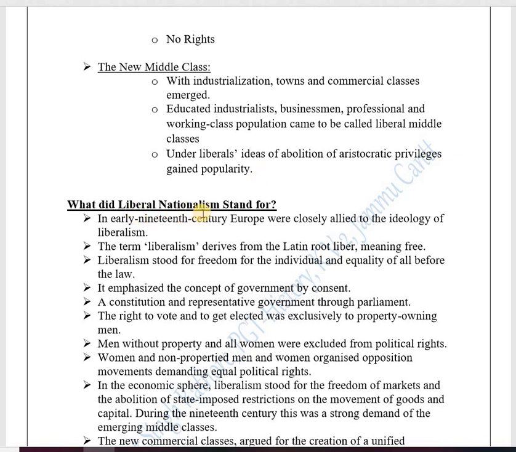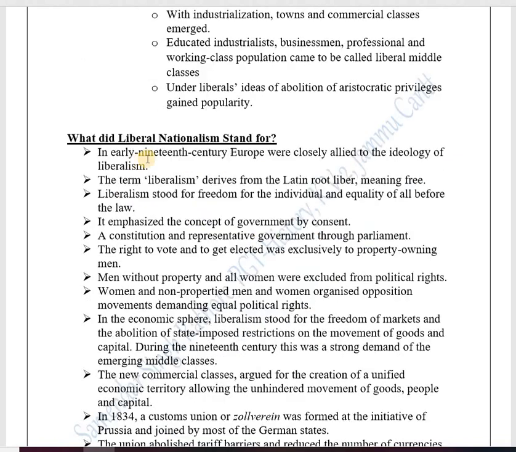Now what did liberal nationalism stand for? In the early 19th century, Europe was closely aligned to the ideology of liberalism. The term liberalism derives from the Latin root liber, meaning free. So liberalism stands for liberty, freedom. That means free and no control of the state should be on the people. Liberalism stood for freedom for the individual and equality of all before law.